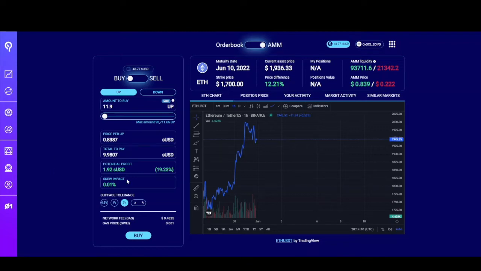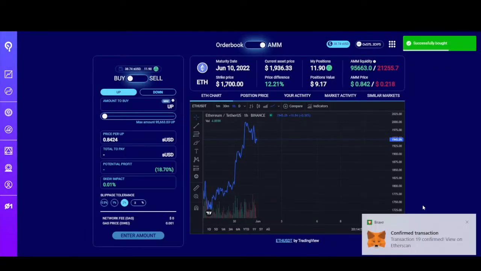The first thing we have to do is confirm the transaction so that the protocol can spend our SUSD. So I've already done this, but you would have a transaction here to click. You would just simply run through the transaction in MetaMask. Once that confirms, you come back, and then you'll have this buy button. So let's go ahead and buy this position.